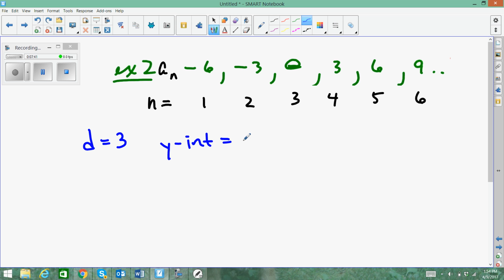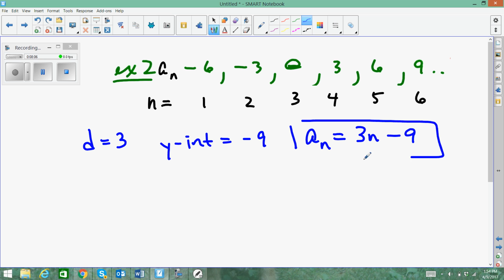That's right, it's -9. Okay? So if we want to write our explicit rule, we can say a sub n, because that's our y value, as a function of position in series, equals 3 times n, slope, minus 9. And there's our rule. So if we wanted to find the 100th term, we would do this, right?